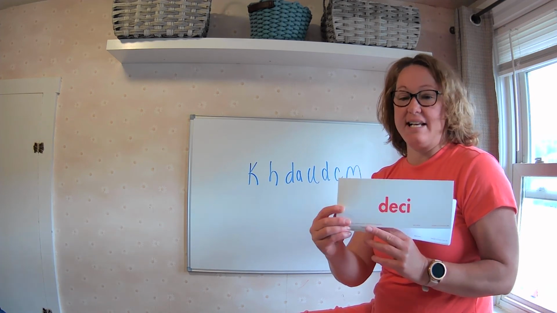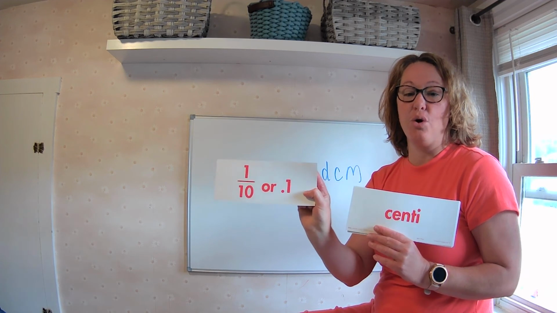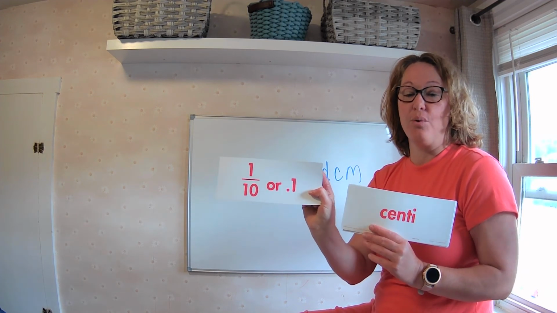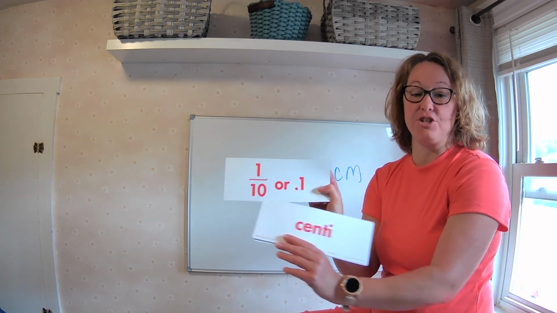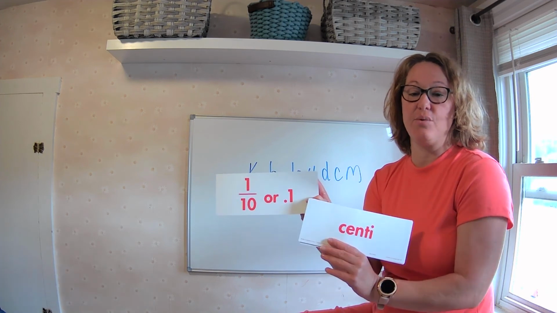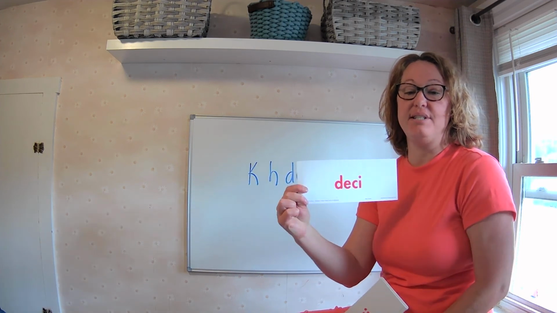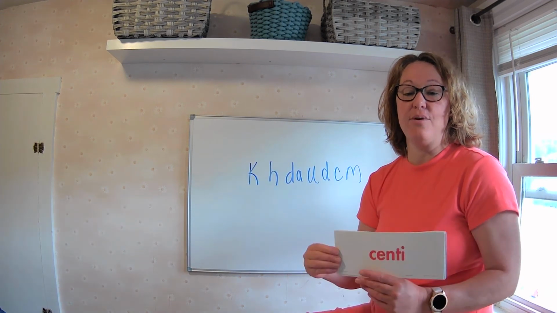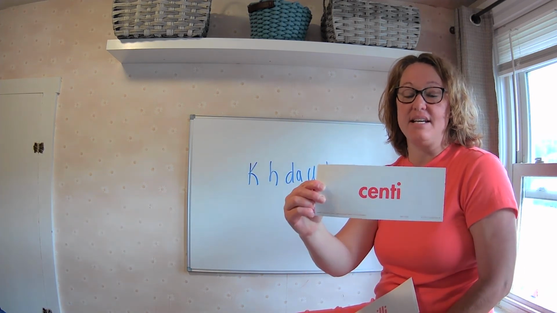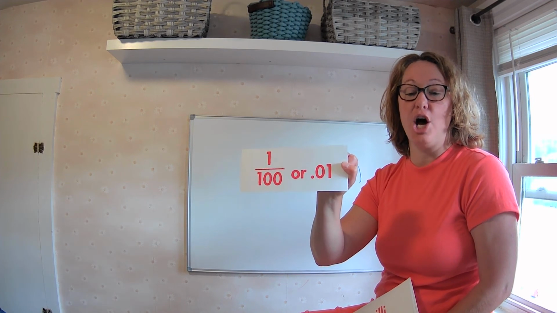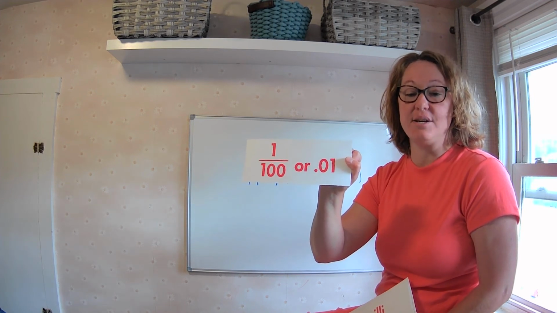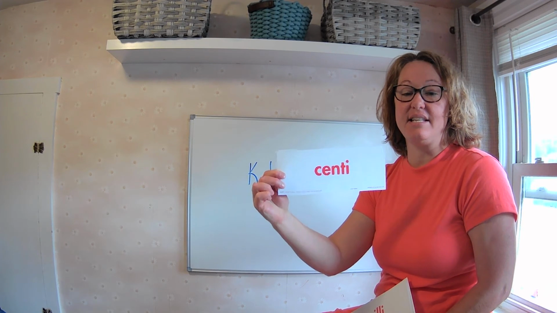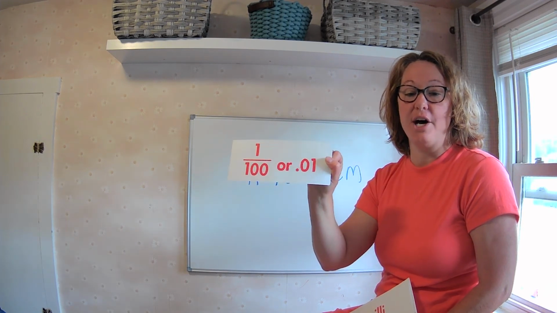We have the word deci. Deci stands for 1/10th, or 0.1. This is a fraction, and this is a decimal. These are equivalent to one another. So deci stands for 1/10th. Then you have centi. Centi stands for 1/100th, or 0.01. Again, centi will be 1/100th.